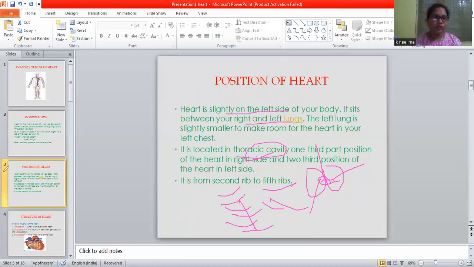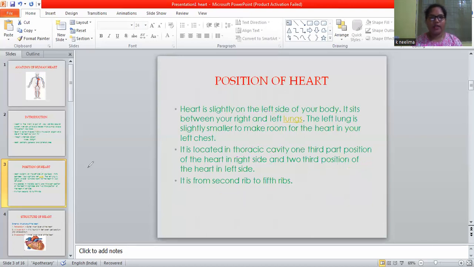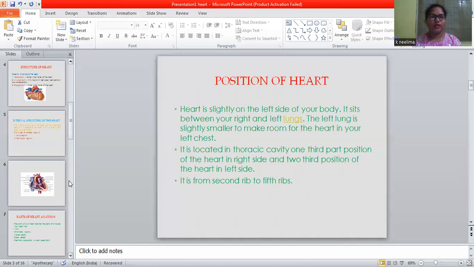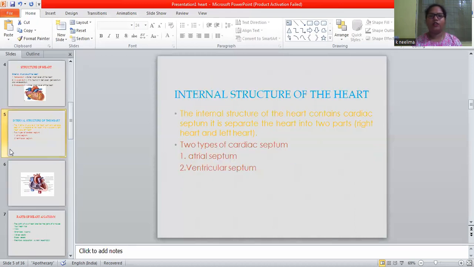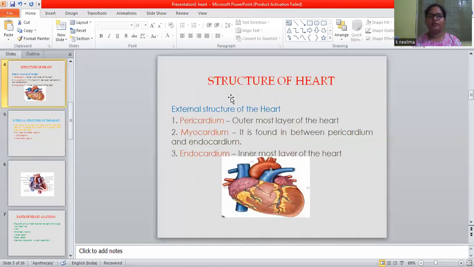Again, we will discuss the structure of the heart. First we will discuss the external structure of the heart. The external structure of the heart contains three layers: one is the pericardium, another is the myocardium, and the third is the endocardium.